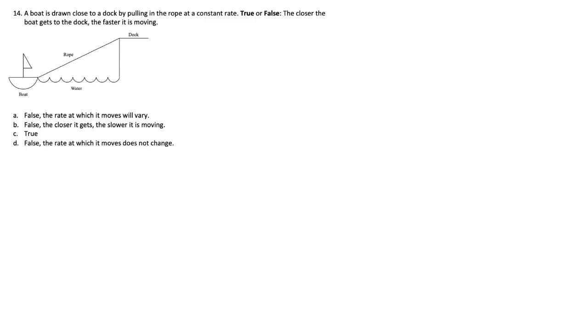A boat is drawn close to a dock by pulling in the rope at a constant rate. True or false? The closer the boat gets to the dock, the faster it's moving. This is true because the rope is being pulled at a constant rate. The reason for this: notice as the boat gets closer to the dock, the slope of the line between the boat and the dock gets steeper, which indicates that it's moving at a faster rate.